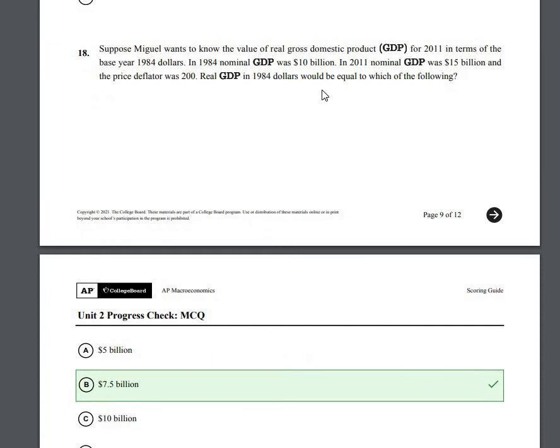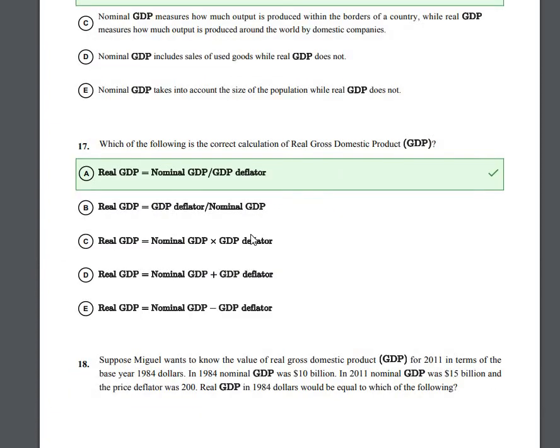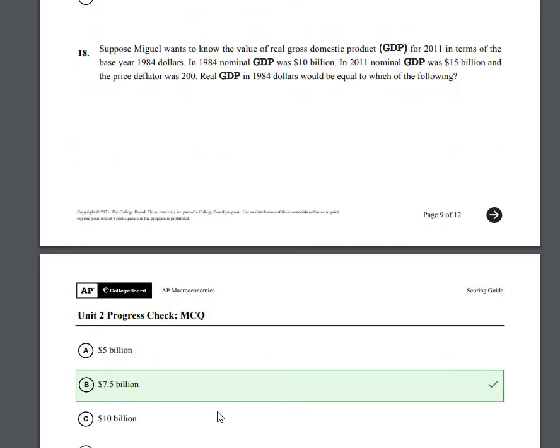Number 18. Suppose Miguel wants to know the value of real gross domestic product for 2011 in terms of the base year 1984 dollars. In 1984, nominal GDP was $10 billion. In 2011, nominal GDP was $15 billion, and the price deflator was 200. Well, we can use this to figure it out. So real GDP in 1984 dollars would be equal to which of the following? $7.5 billion?